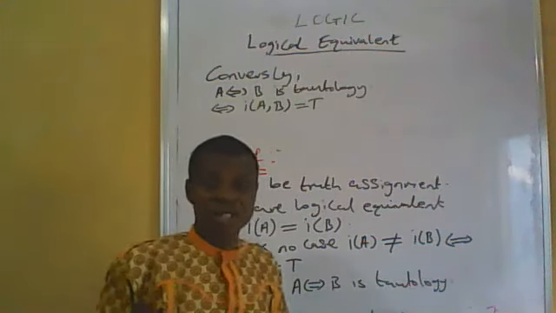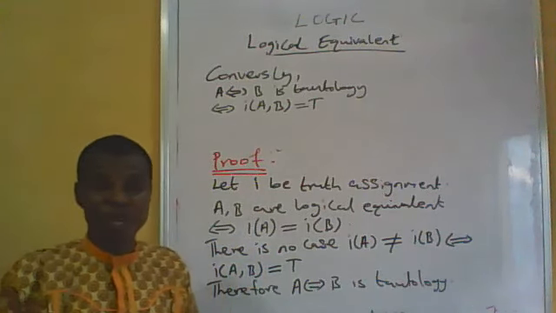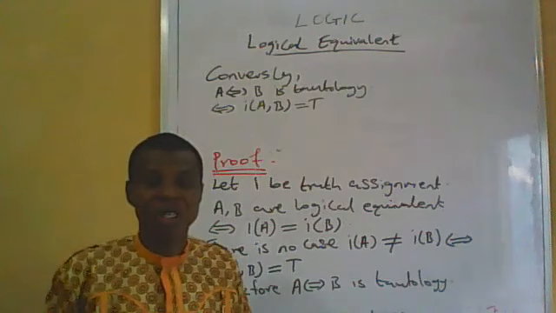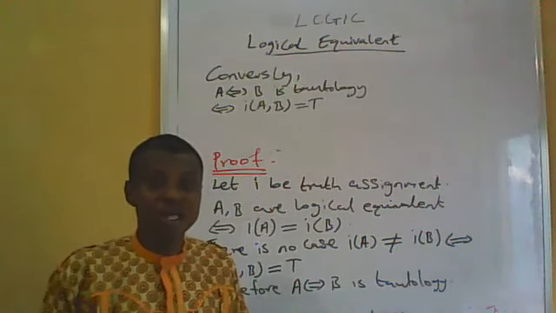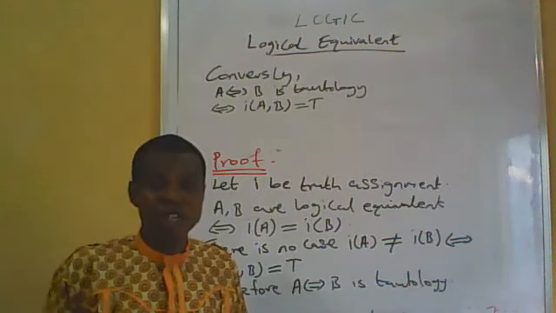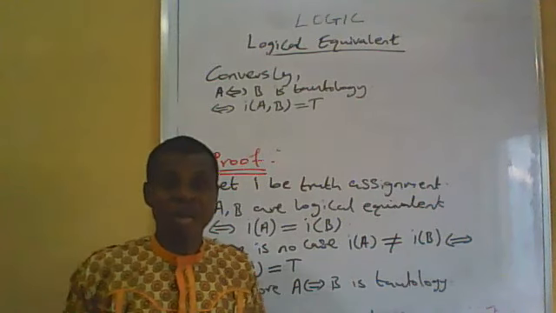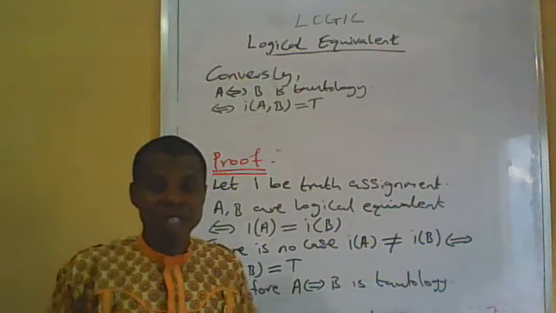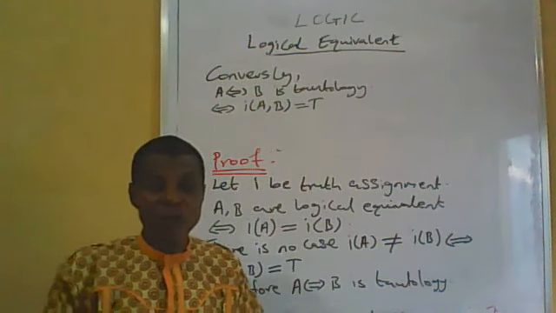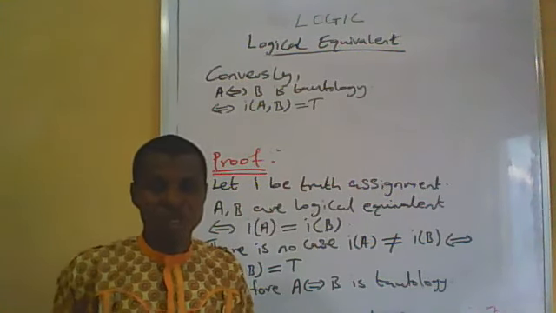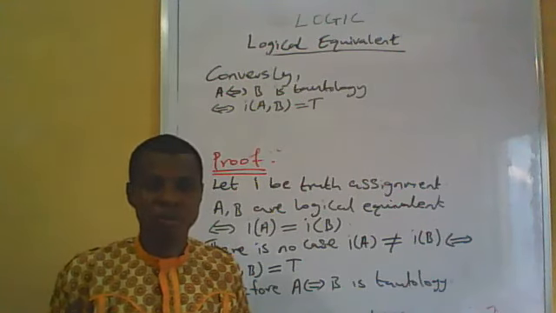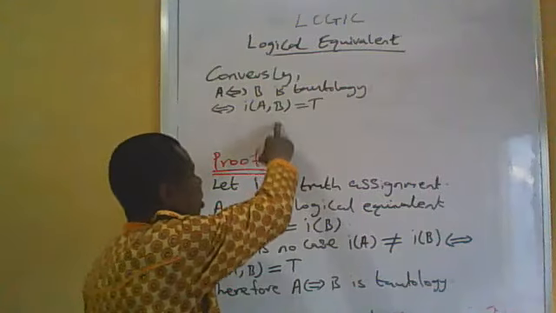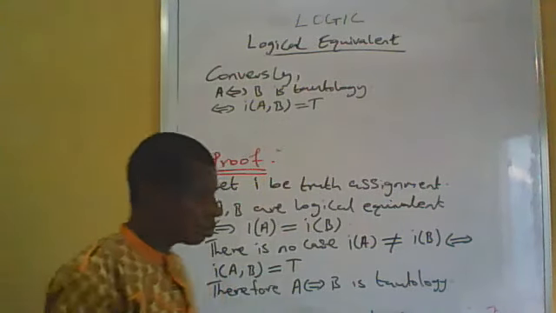We say that A if and only if B is a tautology, which is to say that the valuation of A if and only if B is always T. That means if it is a tautology, any valuation of the statement A if and only if B is true. That's what we mean here by if and only if I of AB is T. We proceed.